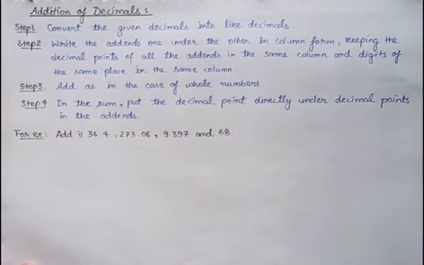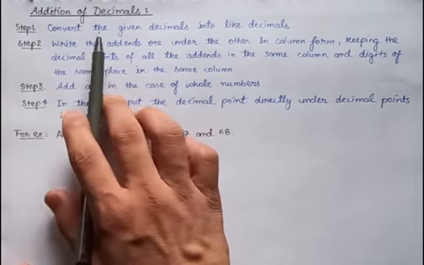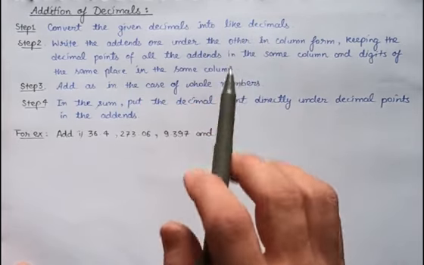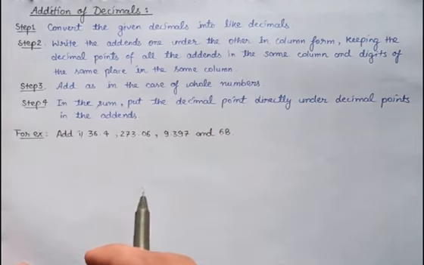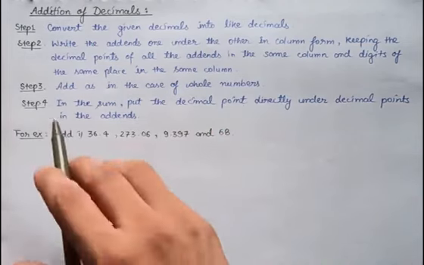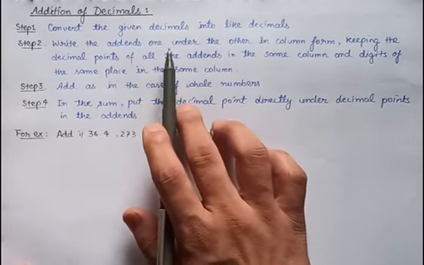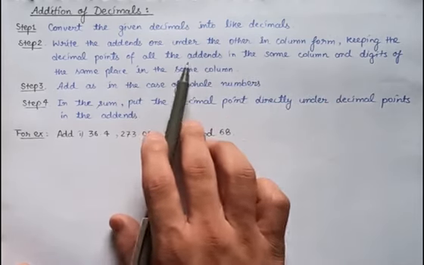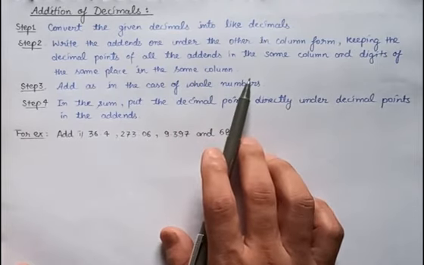So again there are several steps which we must follow in order to add the given decimals. So let us see. Step 1 is convert the given decimals into like decimals. You know what are like decimals? Like decimals are those decimals having the same number of decimal places. So first step is we have to convert the given decimals into like decimals. Step 2, write the addends, that is the given decimals, one under the other in column form, keeping the decimal points of all the addends in the same column and digits of the same place in the same column.